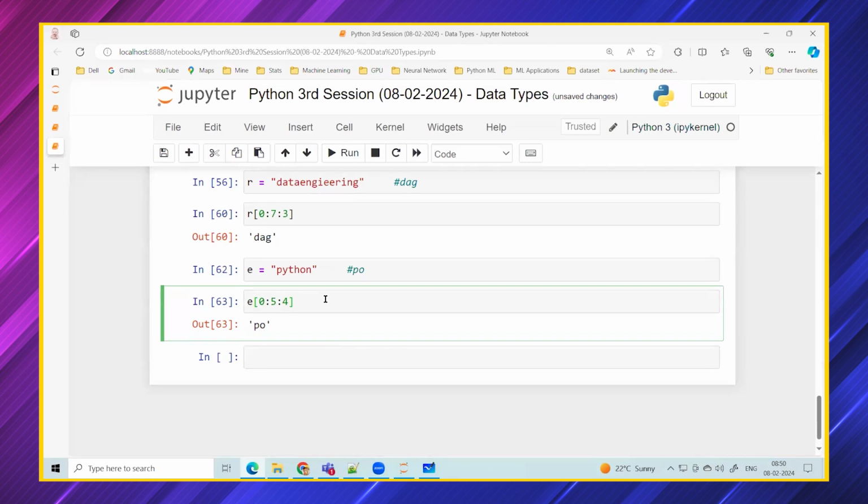I'll explain. Yes, Santhosh. The indexing starts from 0. The last letter N, sorry, the fifth position. So we have taken up to the fifth position. The reason is we need the answer for P to O, so that's the reason we are taking the fifth position. So 0 to 4, and at the fourth position it will jump. So that's the reason we are taking 0 colon 5 colon 4. Okay, very good.